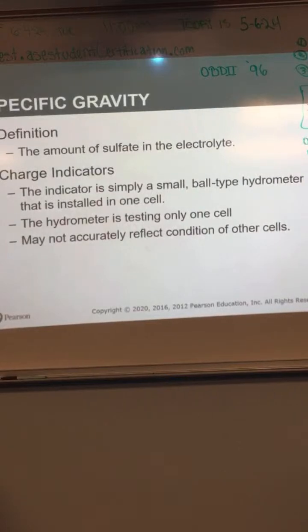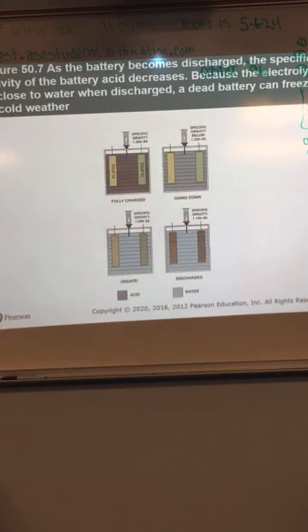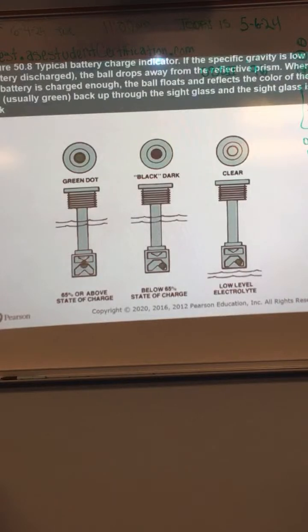The amount of sulfate in the electrolyte is what that is. If it does have a charge indicator, which it won't, it's just a type of hydrometer, but they don't use them in batteries anymore. It is only testing one cell, may not be a reflection of the other cells, which is probably the reason I quit using them. As the battery becomes discharged, the specific gravity of the battery acid decreases. Because the electrolyte is close to water when it's discharged, a dead battery can freeze in cold weather, as we already mentioned. This is what I was telling you about on the charge indicators, but you don't see those on batteries anymore. They took those off.